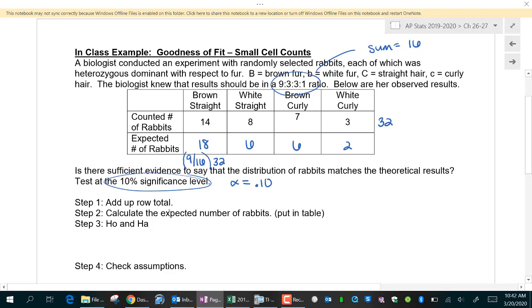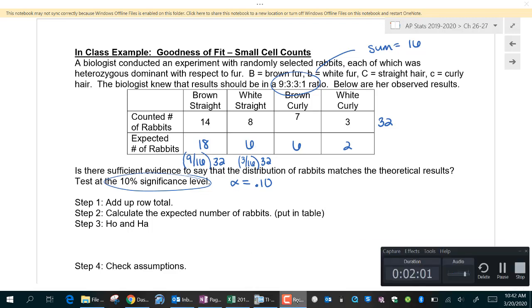So step 1 is to add up the row total. We already did that with 32. Step 2 is to calculate the expected number of rabbits. So I put all of those in. And again, just to remind you, for example, white straight, we know that it should be 3 out of 16, so we would take 3/16 times the 32. And that's how I got each of those expected numbers. I'm going to go ahead and pause the video for a minute and write in my H0 and HA.